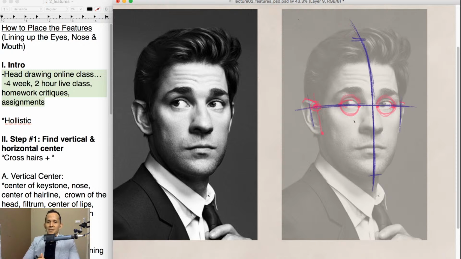And I'll go through some examples of how to find that, because a lot of times it's hard to see. So it's important to look at demonstrations.